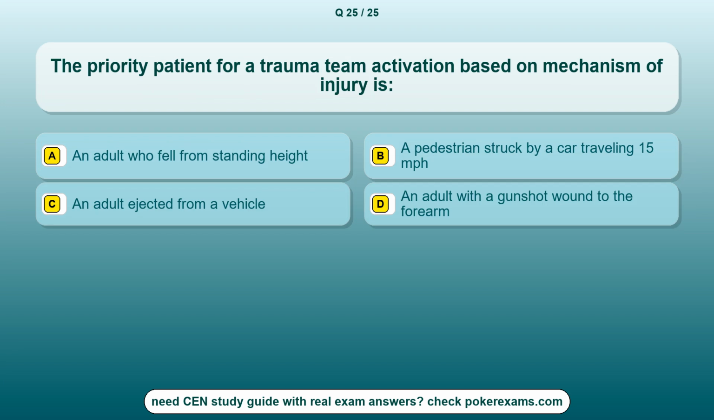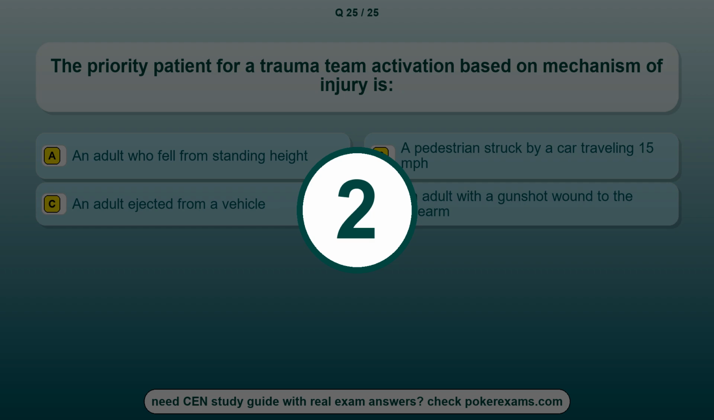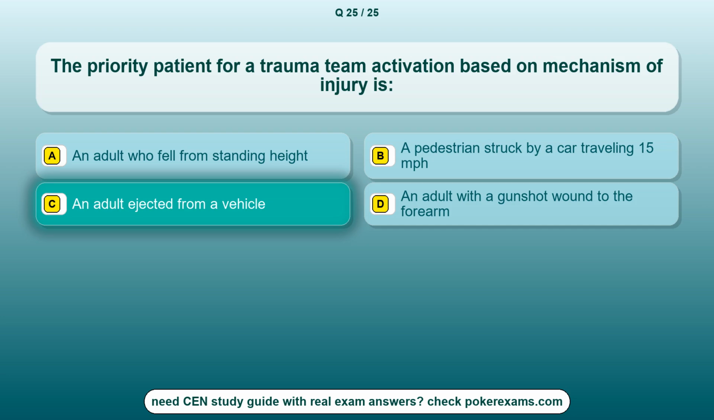Question 25. The priority patient for a trauma team activation based on mechanism of injury is option A, an adult who fell from standing height. Option B, a pedestrian struck by a car traveling 15 miles per hour. Option C, an adult ejected from a vehicle. Option D, an adult with a gunshot wound to the forearm. The correct answer is option C, an adult ejected from a vehicle.